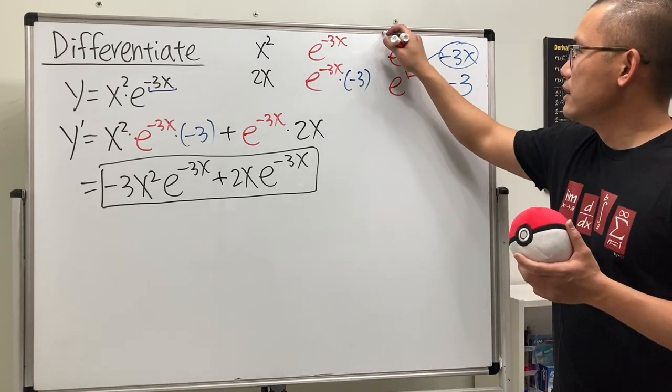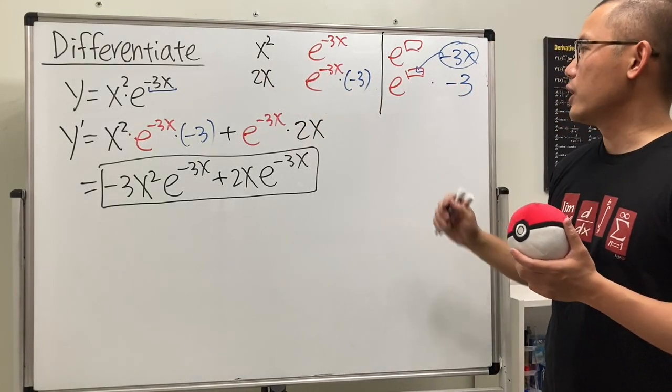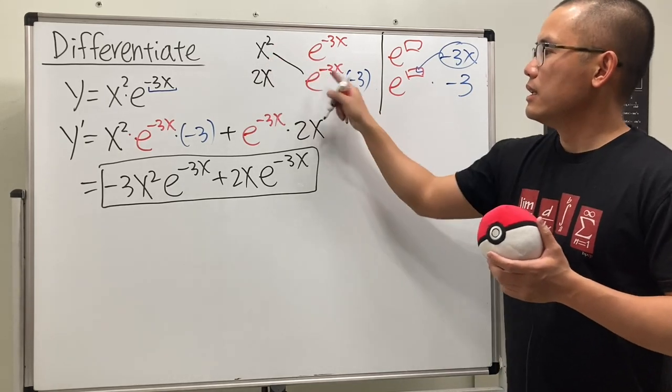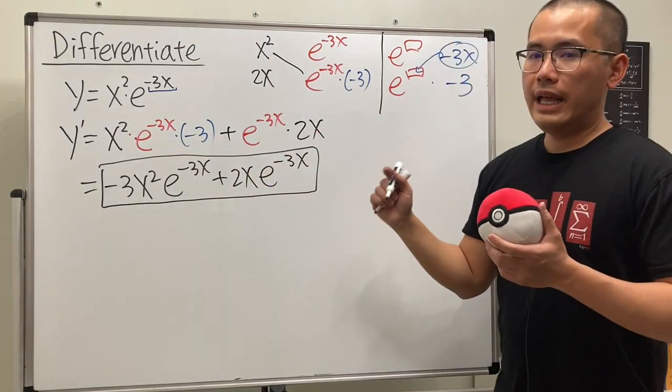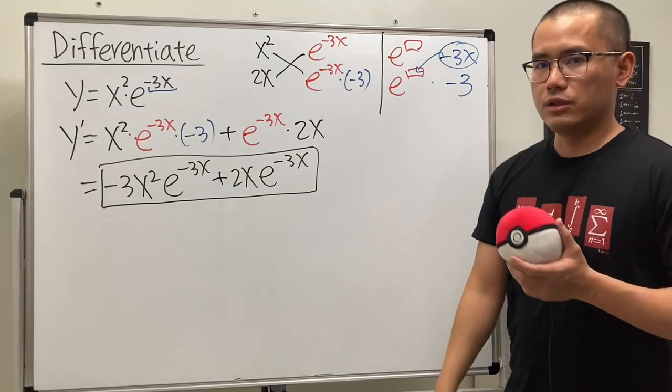So again, this part right here is for the product rule, and this part right here is for the chain rule for that. Now, this times this, right? It's the first part of the answer, and then this times that, it's the second part of the answer, and then at the end, we'll just write it down together.